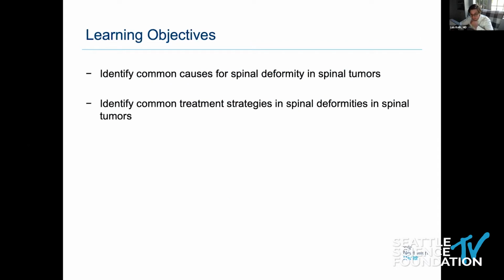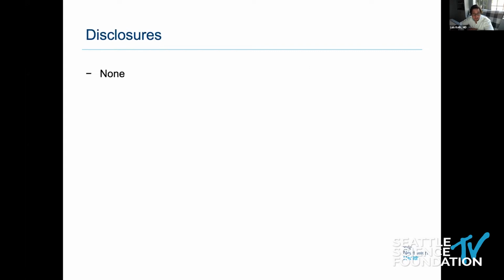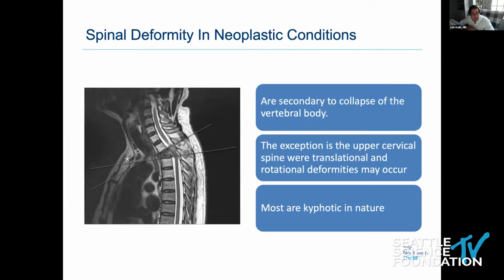In terms of learning objectives, I want everybody to get a basic understanding of the spinal deformities that are associated with neoplastic conditions, and to identify some common treatment strategies that we use for reducing these deformities when it comes to neoplastic conditions. No true disclosures. Spinal deformities and neoplastic conditions, the majority of them are kyphotic in nature.